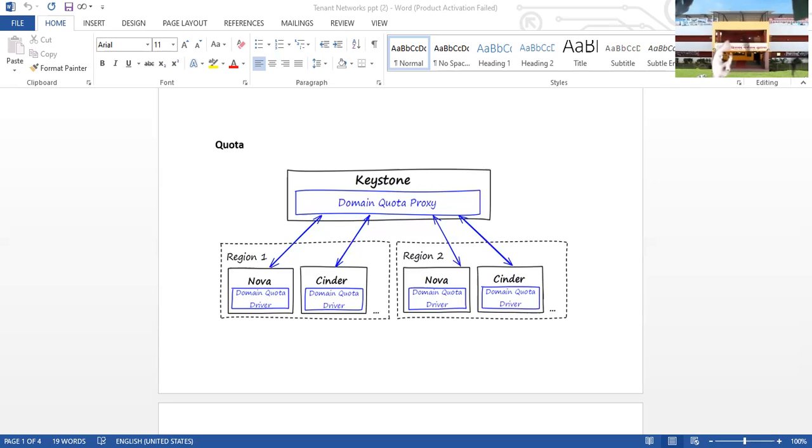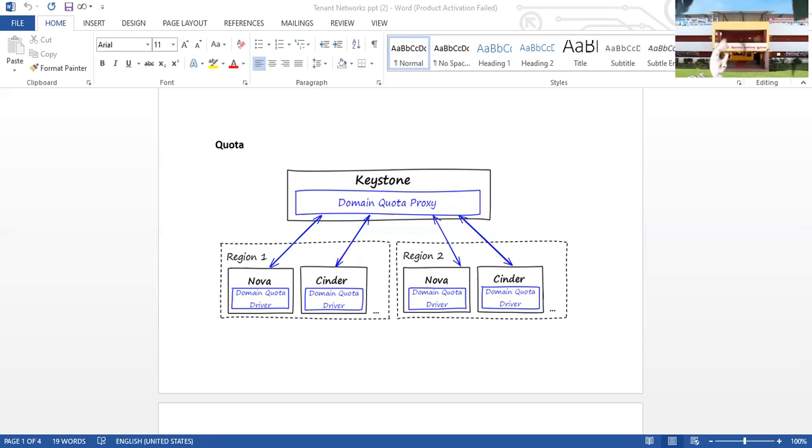So there are two main blocks, as we can see here in Keystone. We are calling one the domain quota proxy, DQP, and the other the domain quota driver. DQP, that is the domain quota proxy, is responsible for giving the user one-to-two domain quota management. So it acts as a proxy. The DQP is a discrete extension that can be used to serve as a single point of management for other quotas.